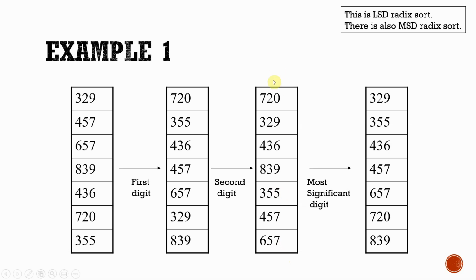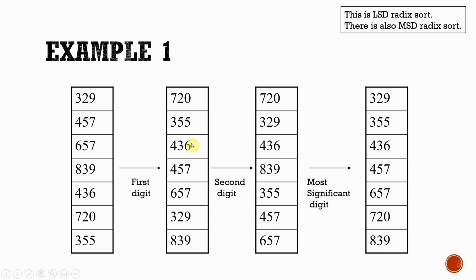Finally, we sort them based on their last digit, the most significant digit. The most significant digits are 3, 4, 6, and 7. The 3's go first, with 329 before 355. Then the 4's go next, 436 and 457, then 657, 720, and then 839.